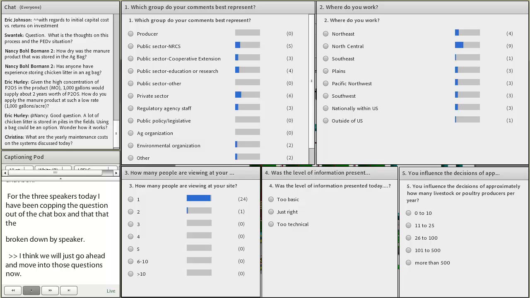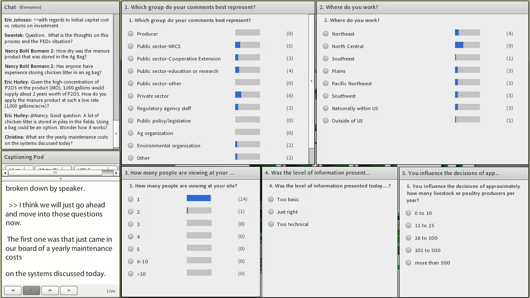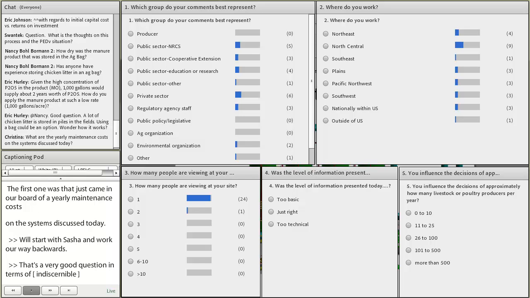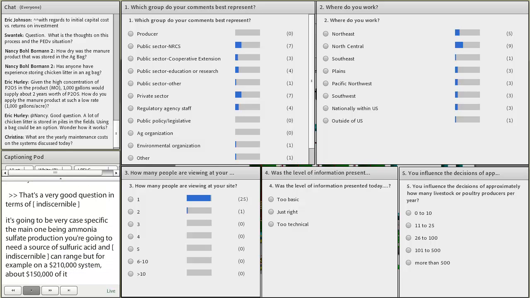Okay, that's a very good question. In terms of OPEX, it's going to be very case specific. The main one being ammonium sulfate production. You're going to need a source of sulfuric acid, and OPEX can range, but for example, on that $210,000 system, about $100,000 to $150,000 of it might go to operating expenses. And in terms of maintenance, it's a fairly robust system, so maintenance costs are going to be reduced. It's pretty low. It's really just that sulfuric acid cost. That's the main driver.